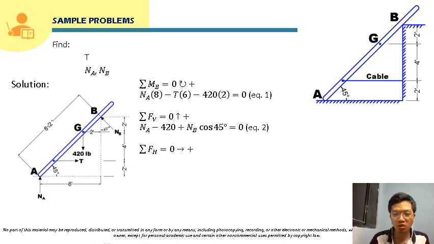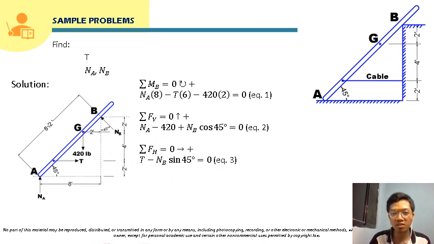We can use summation of forces horizontal equal to 0, positive for forces directed to the right. The horizontal forces here are tension, which is positive, and the horizontal component of NB. The horizontal component of NB is NB sine 45 degrees, and it is directed to the left, so it will be negative here. This will be equal to 0, and this becomes our equation 3.